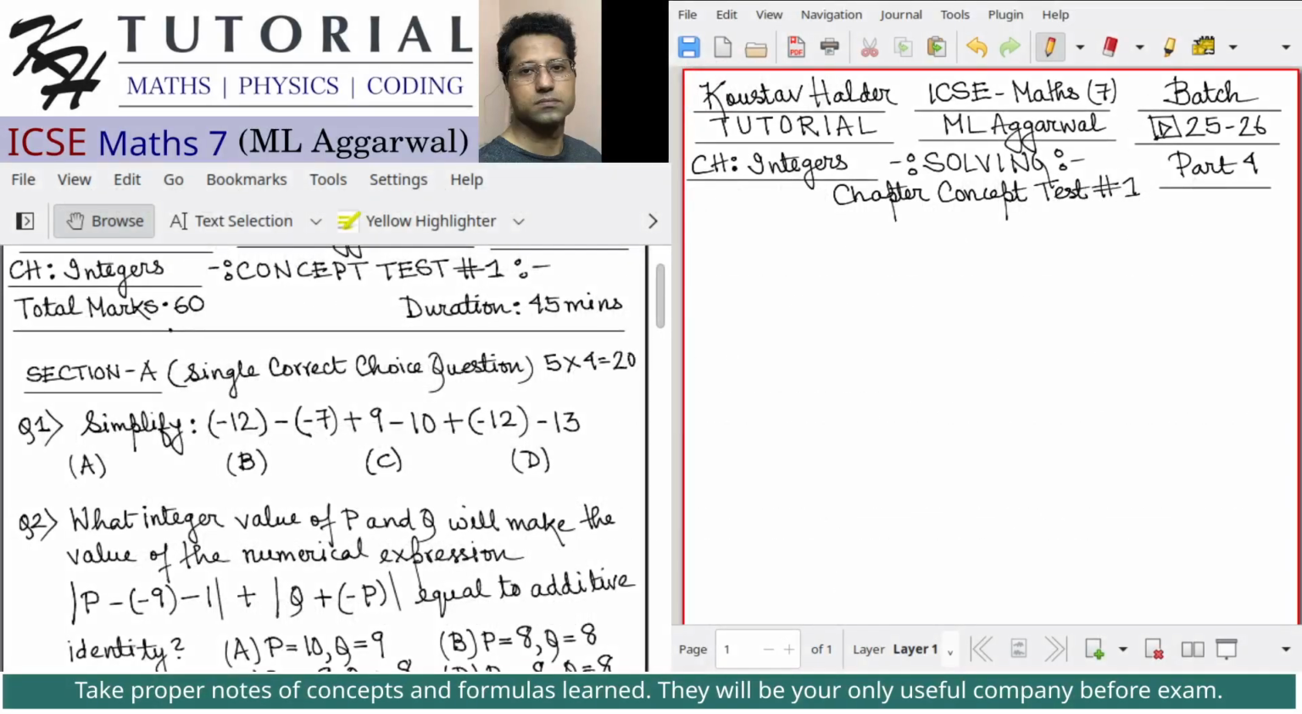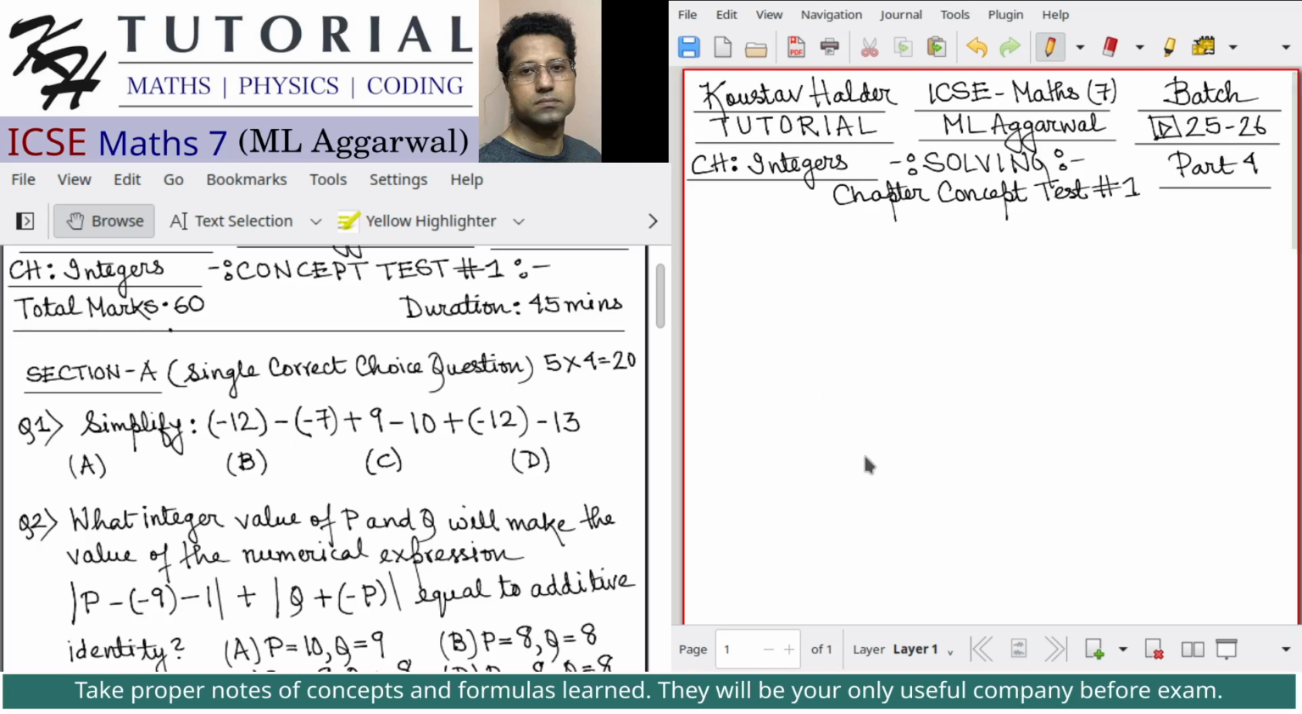Okay, so I have the chapter concept test number 1 on the left hand side. I hope the fonts are big enough so that you can see them. I will also attach the link of the PDF of this concept test number 1 in the description below of this video.